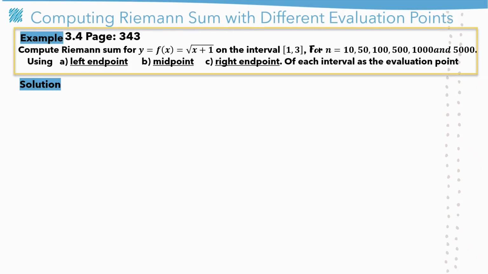The last question of this topic. Compute the Riemann sum for the given function root x plus 1 on the closed interval 1, 3 for n equal to 10, 50, 100, 500, 1000 and 5000 using left endpoint, midpoint and right endpoint. Here in this video, I will be doing n equal to 10. Please do practice 50, 100, 500, 1000 and 5000.